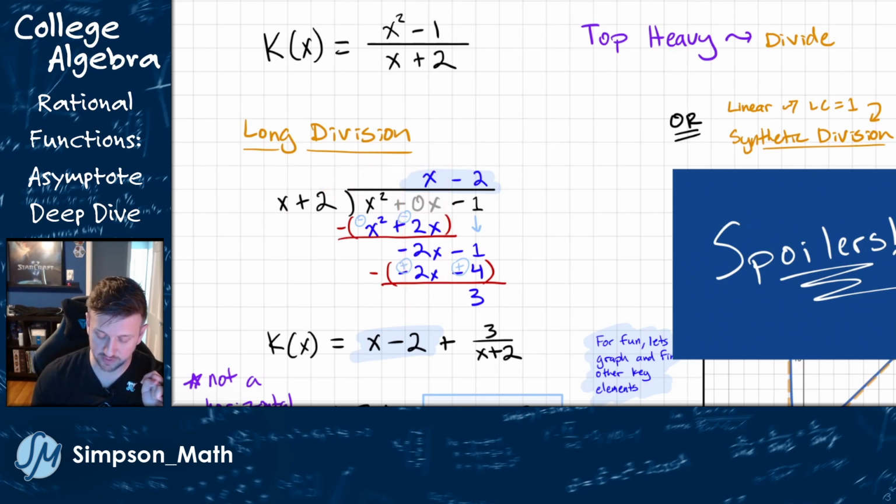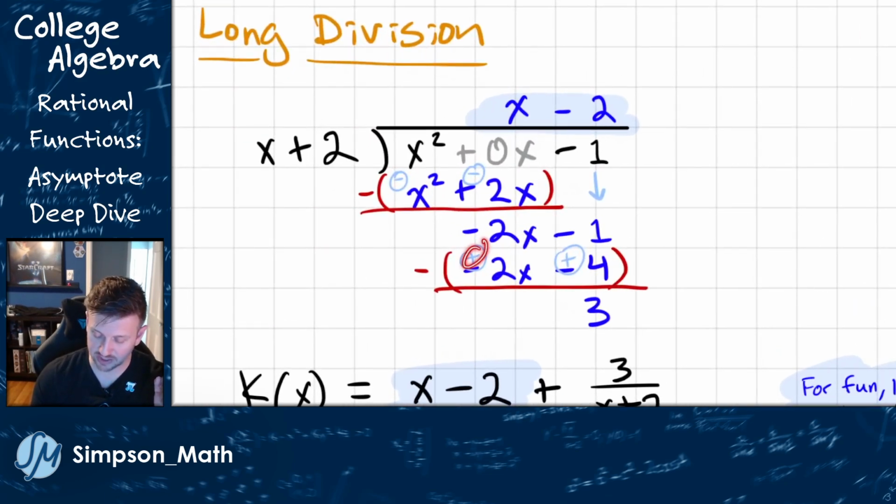X, let's distribute the x. X times x is x squared. X times 2 is 2x. Do our subtraction. We get a negative 2x. Drop down the negative 1. Do the same process. X times what is negative 2x? That's a negative 2. And then distribute. I get a negative 2x minus 4. But make sure we change our signs for our subtraction. That's where that cancels to 0. And I'm left with a positive 3.